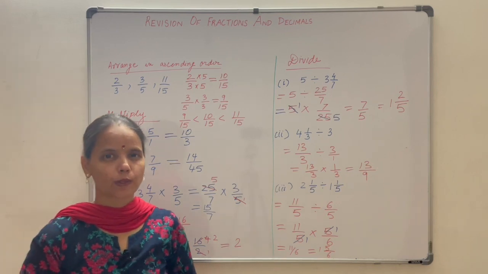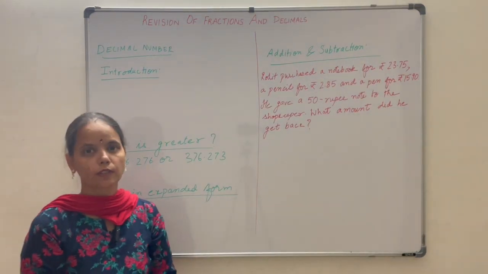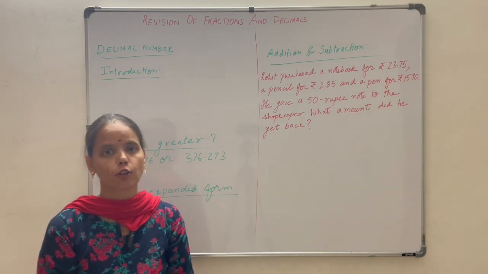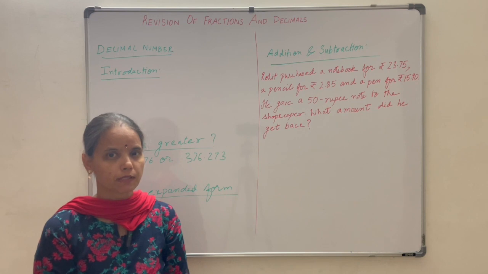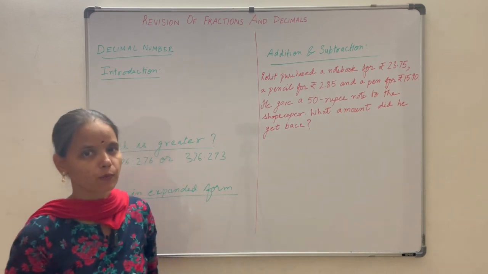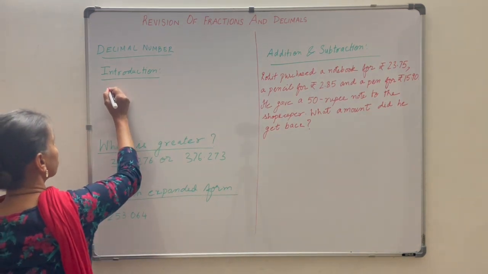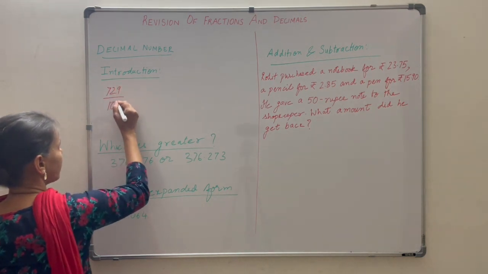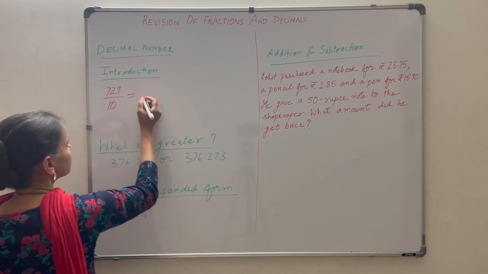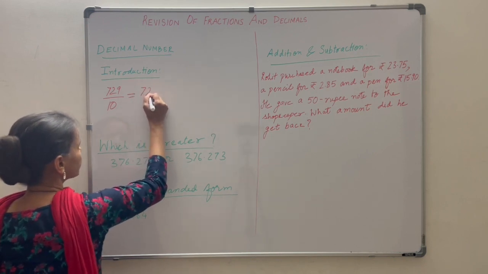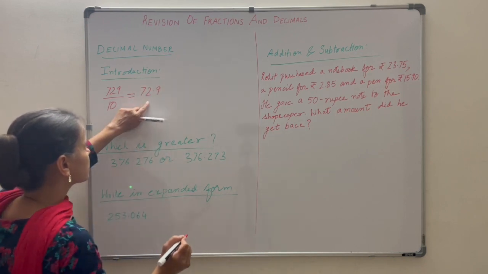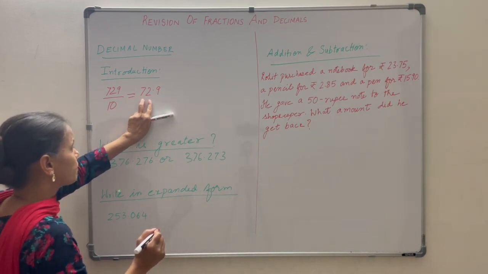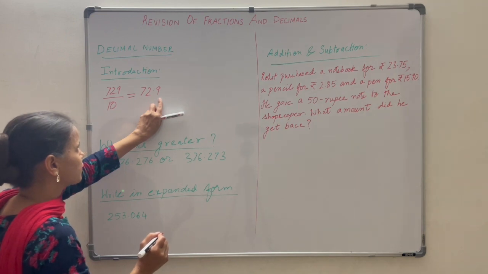So let's continue, doing decimals now. Let us quickly recall what decimal numbers are. Decimal numbers are nothing but fractions with denominators as 10 or multiples of 10. Let us understand this with one example. For example, 729 by 10. This is a fraction with the denominator 10. So you can rewrite this as 72.9. This is a decimal number. This is called the decimal point. This is the whole number and this is the decimal part of this number.